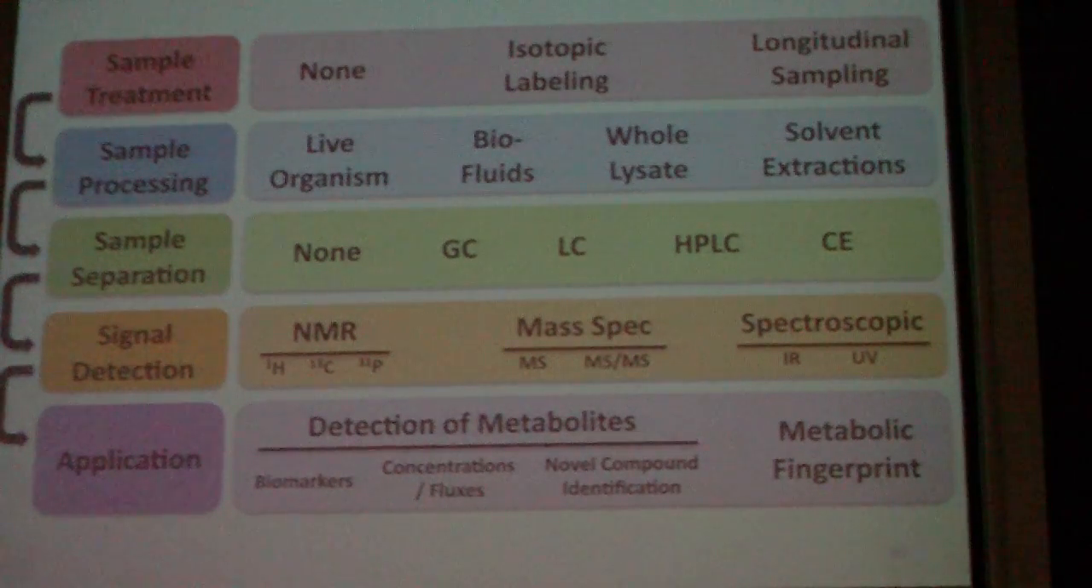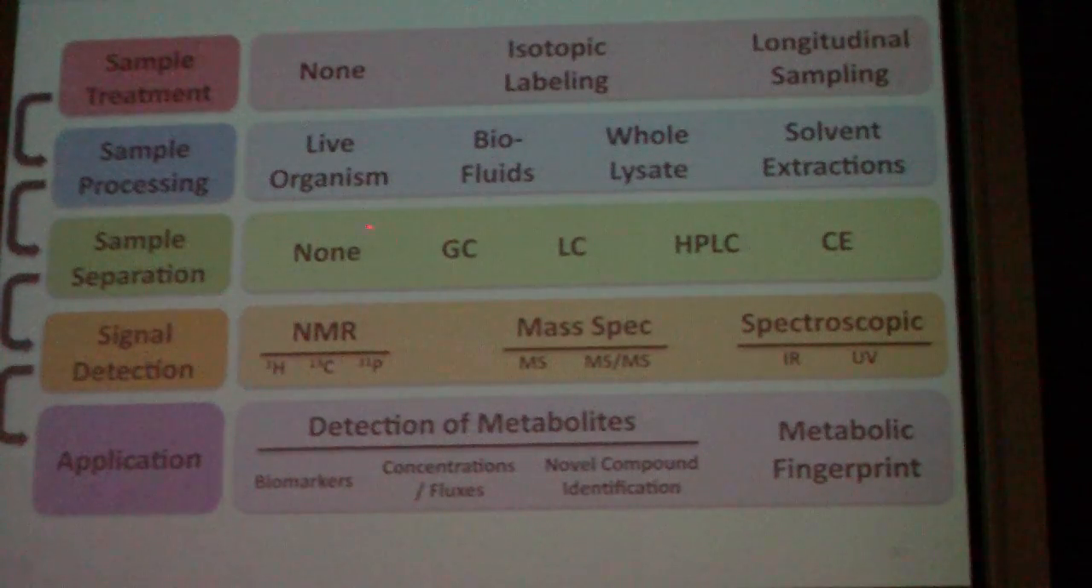And eventually it could be applied in detection of metabolites, so biomarkers, one or a couple of metabolites. We can also study concentration of fluxes, or we can study it to identify novel compounds. And we can also study the metabolic fingerprint. So in our study, we focused on the sample processing of biofluids, so urine and blood.